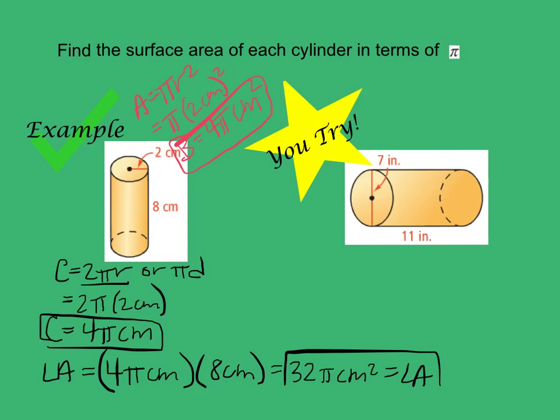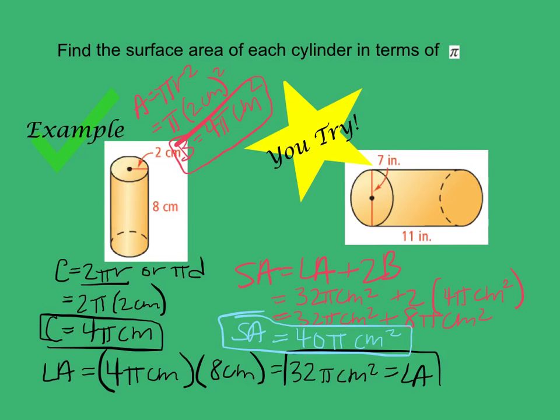Now I just need to find my surface area by using the formula LA plus 2B. So I get 32 pi centimeters squared, that's my lateral area, plus 2 times the area of my base, which is 4 pi centimeters squared. Okay, so that's 32 pi centimeters squared plus 8 pi centimeters squared, which gives me a final answer of 40 pi centimeters squared. That is the surface area of this cylinder for this example.